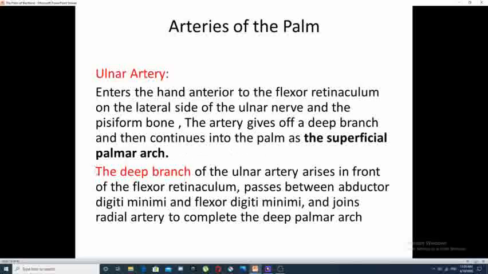The deep branch of the ulnar artery arises in front of the flexor retinaculum, passes between abductor digiti minimi and flexor digiti minimi muscle, and joins the artery on the lateral side of the palm of the hand, which is the radial artery, to complete the deep palmar arch.